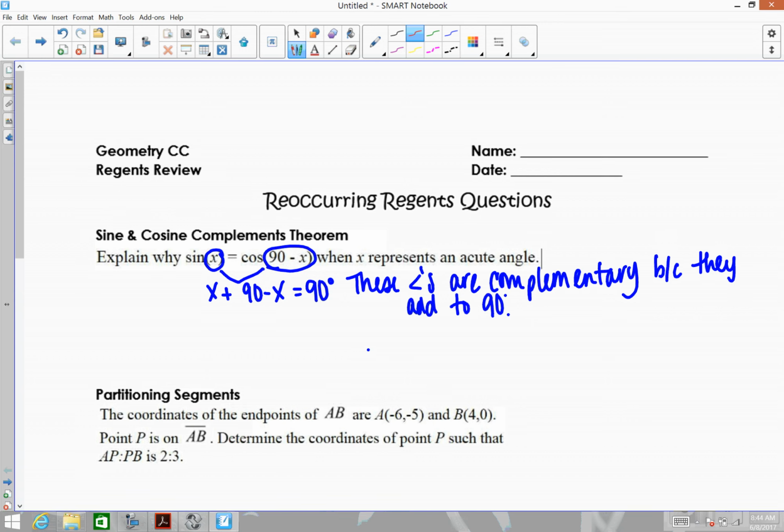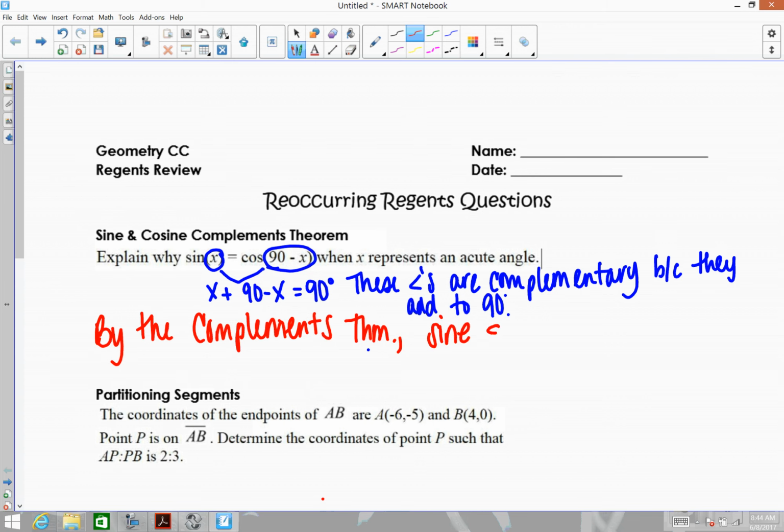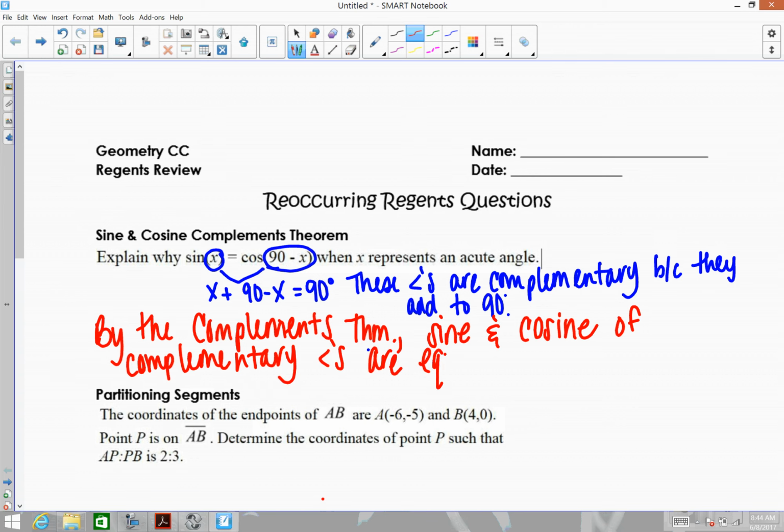So then to explain the problem here, why is this true? Well, it's true because of the complements theorem. So by the complements theorem, sine and cosine of complementary angles are equal. So meaning sine and cosine will always be equal if the angles add to 90. So that's what you have to know.